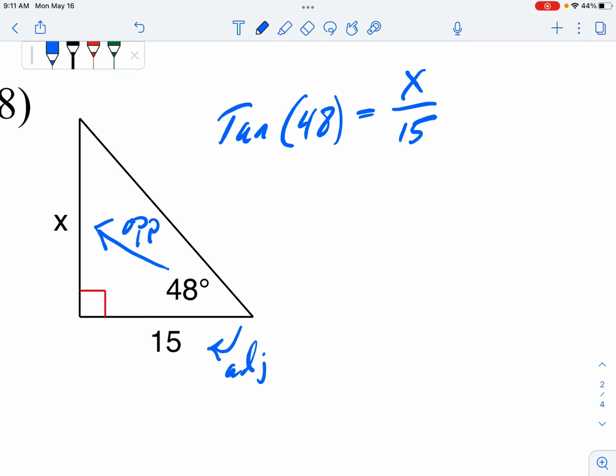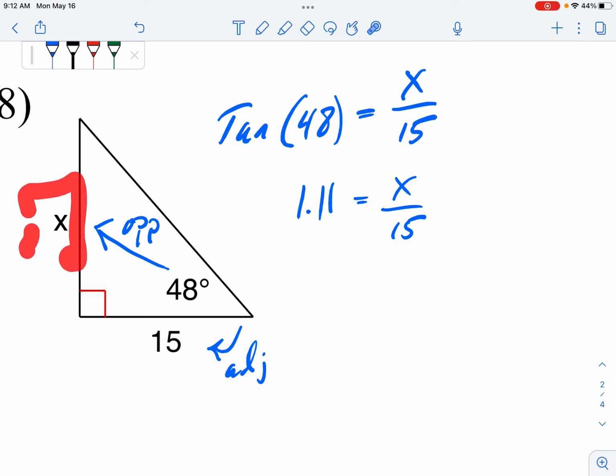From here, we're going to use that calculator function. Our calculator will tell us what this ratio is. It'll tell us what the tangent of 48 degrees is. So we punch that into our calculator, making sure that we're in degree mode, and we find that the tangent of 48 degrees is equal to 1.11. I'm rounding a little bit here, but that's okay. Usually 2 decimal places is appropriate. And that is still equal to x over 15. So we know the ratio is 1.11, and that is equal to our missing side x divided by 15.